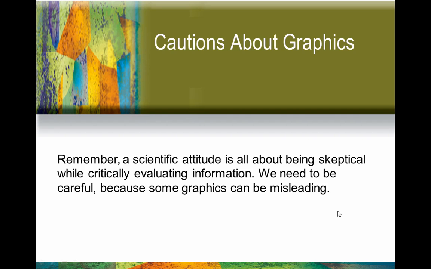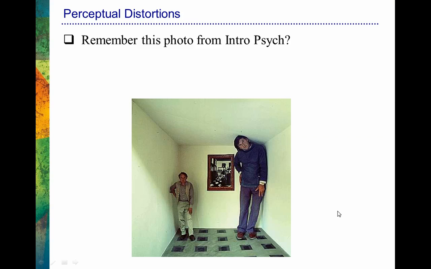But the vast majority of data that you will encounter in the media is pretty fairly presented. Let's talk a little bit about when that's not the case. So just to introduce this, let's talk a little bit about perceptual distortions. You might remember this photo from Intro Psych. And there's something special about this room that makes these people look so strange. This person looks so small and this person looks enormous, like a giant.